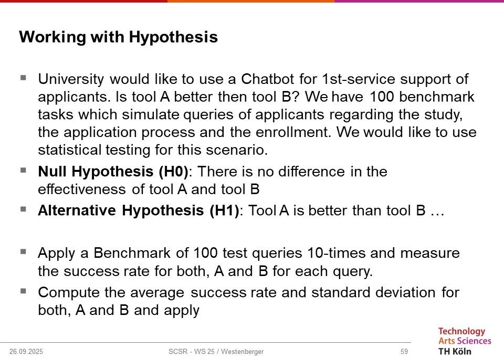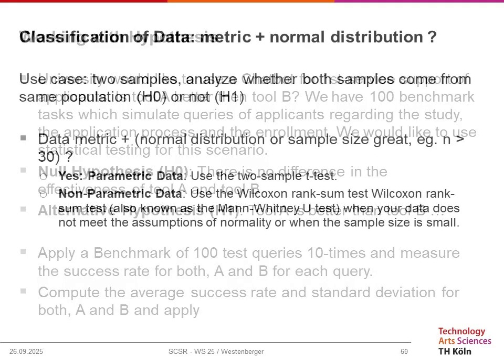We have metric data, success rates. Can we just jump to a t-test to compare the means? Not so fast. This is probably the single most common mistake I see. There's a critical gatekeeper question. Is the data metric and normally distributed? Or alternatively, is your sample size quite large, say N greater than 30 per group?